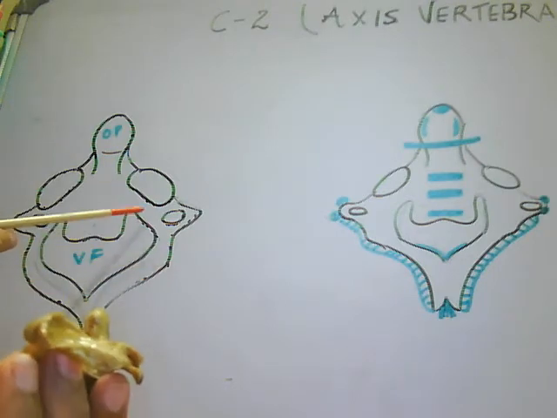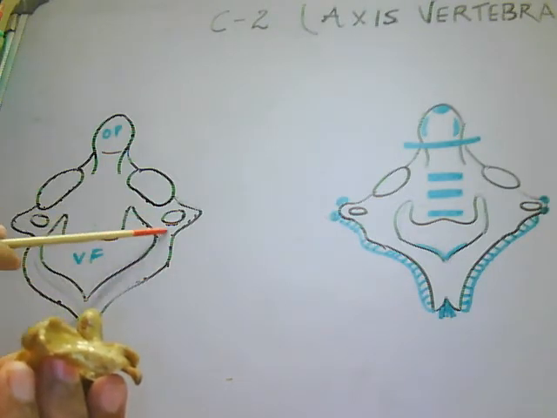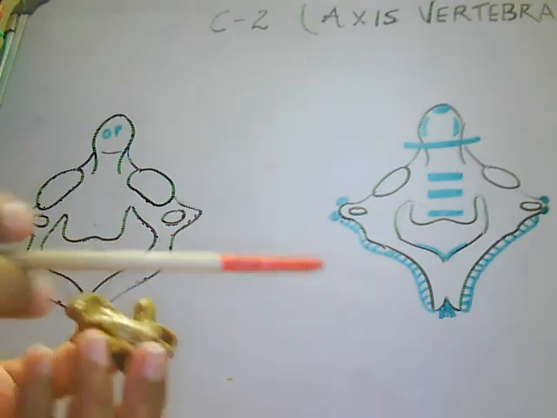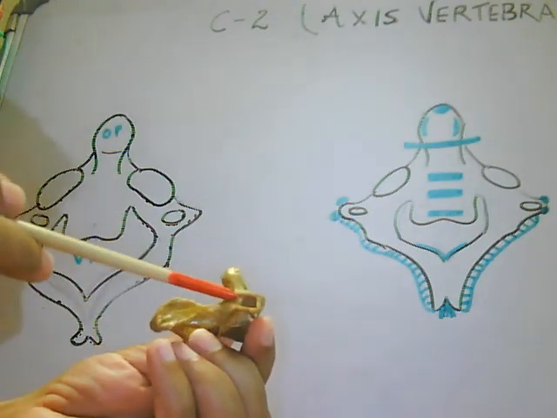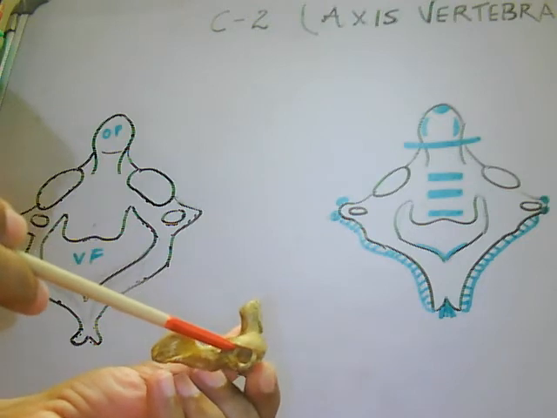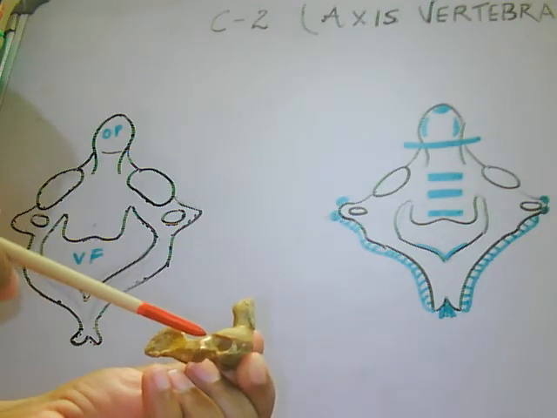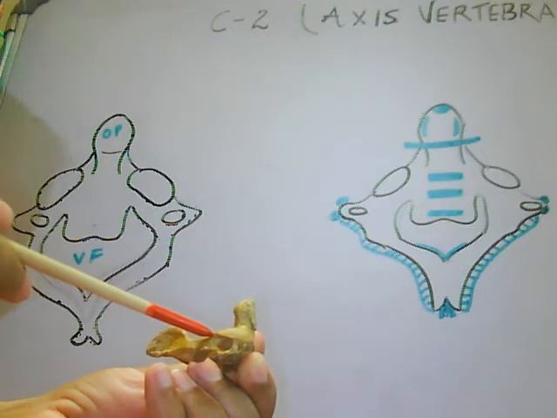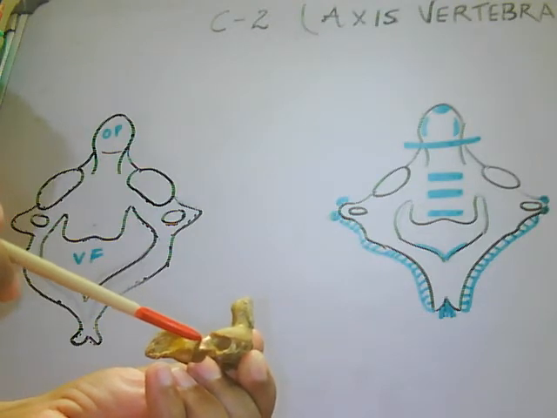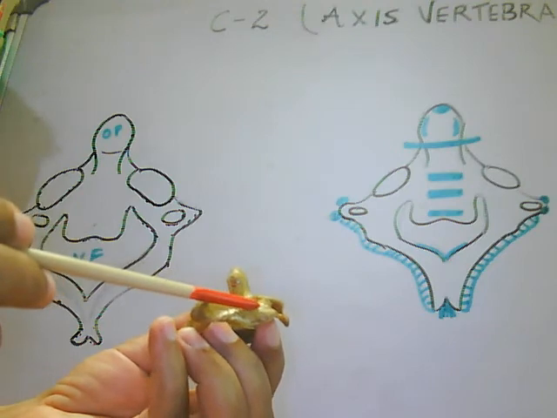Now the pedicle is short, directed posteriorly and laterally. This is the pedicle. It is directed posteriorly and laterally. You can see on the lateral aspect, this is the pedicle. This is a short pedicle, and this is directed posteriorly and laterally. And this is your lamina.